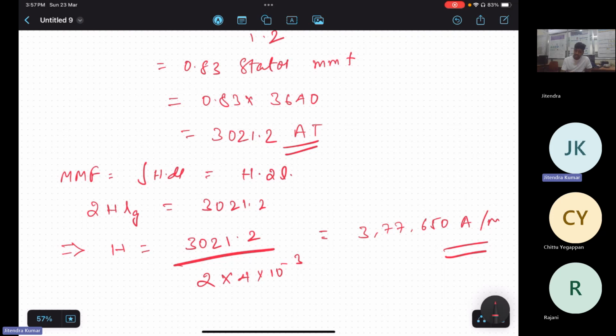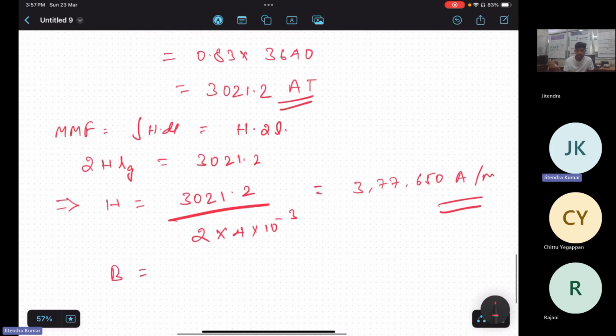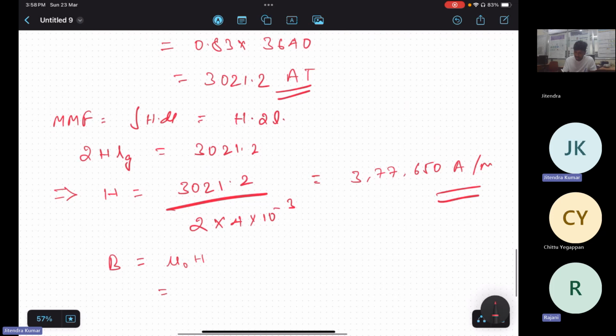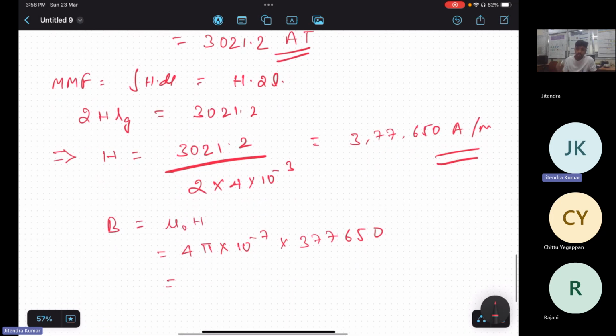Okay, so we have calculated H. Can we calculate B now? B in the air gap is equal to mu naught into mu r into H. But in the air gap, mu r is 1, and mu naught equals 4 pi into 10 power minus 7. So how much flux density are you getting? 0.4745 Tesla. Yes, this much value you will get in the air gap.